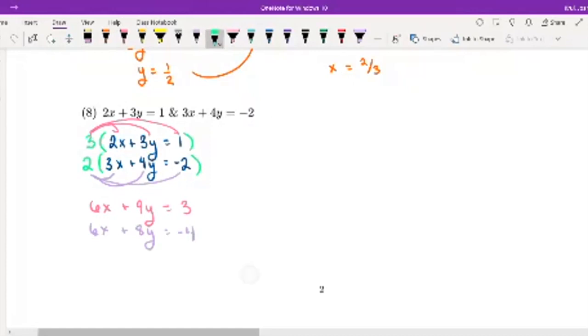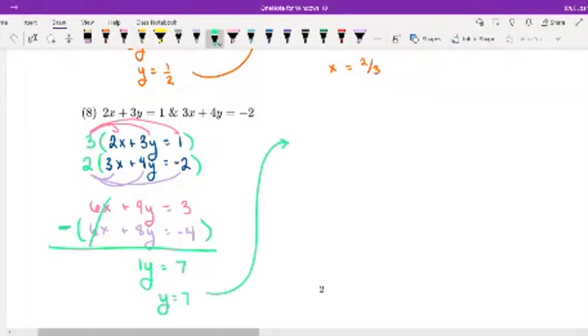Now, we can clearly see that the 6x's are going to cancel if we subtract. 6x minus 6x cancels. 9y minus 8y is just 1y. And 3 minus negative 4 is positive 7. Therefore, y is equal to 7. So let's figure out what the x is by multiplying 3 times 7 in the first equation to get 21. So 2x is negative 20, then x must be negative 10. So our solution is (-10, 7).